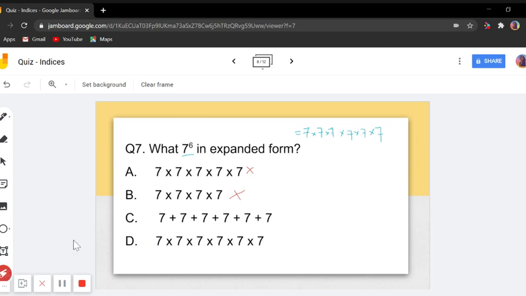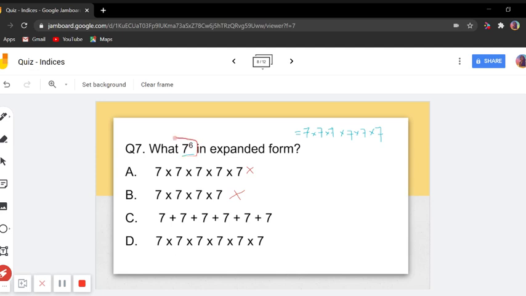Let's take a look at C. 1, 2, 3, 4, 5, 6. Alright, this is correct, but why is this answer wrong? Because this is not an addition, okay?